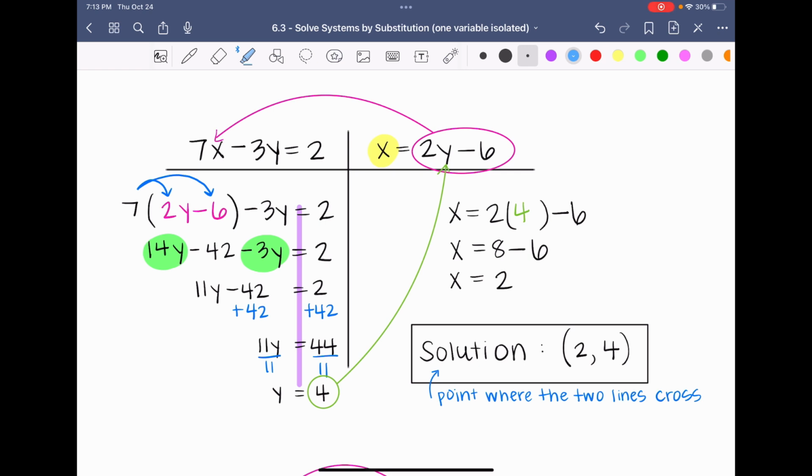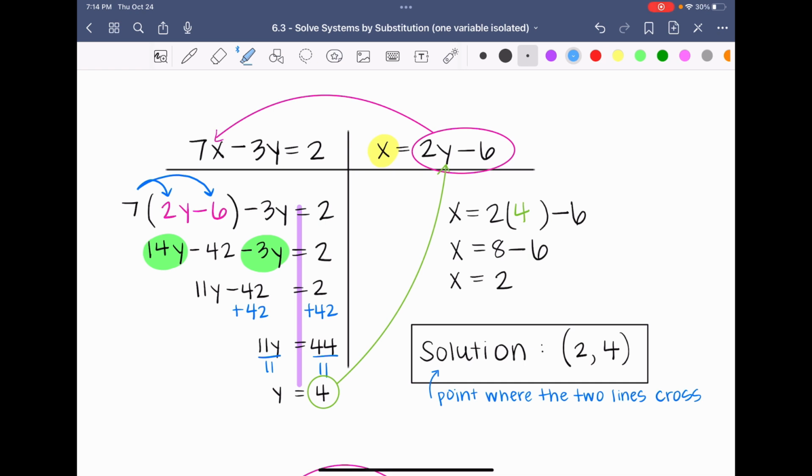Once you've done that, you can do the distributive property. So 7 times 2y is 14y, and 7 times negative 6 gives you negative 42. And then in the next step, you can combine like terms. 14y take away 3y gives you 11y. And then finish by adding the 42 to both sides and dividing both sides by 11. So you get y equals 4. So all of that gets filled in on the left-hand side of the table first.